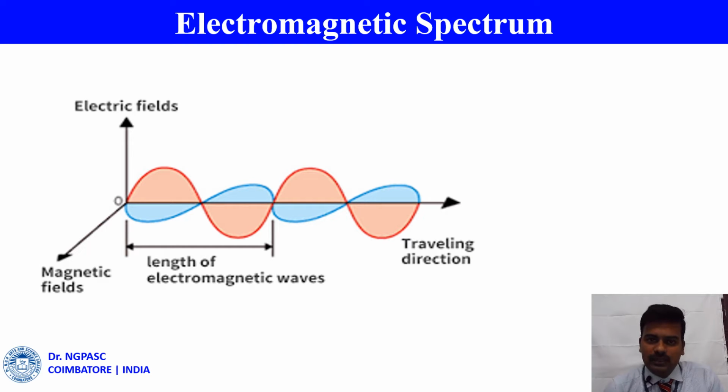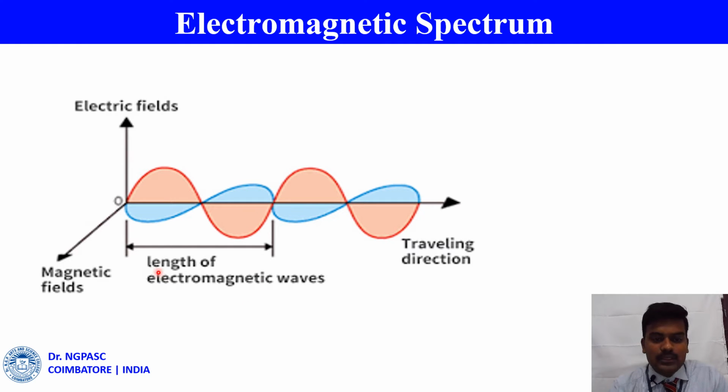The electromagnetic wave also propagates perpendicular to both the electric field and the magnetic field. So here we can see the electric field belongs to the y-axis, the magnetic field belongs to the z-axis, and its propagation is through the x-axis. The electric field and magnetic field are perpendicular to each other, and the propagation is also perpendicular to both fields. This is the electromagnetic spectrum, a simple form of light.